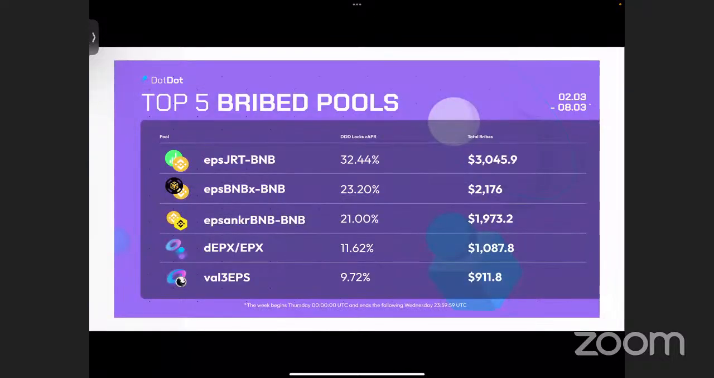Another example here, on BNB. The voting APR for the GRT BNB pool is 32%. There was $3,000 of bribes.